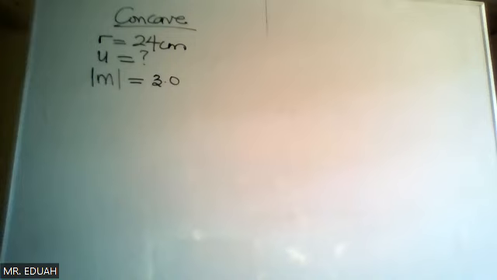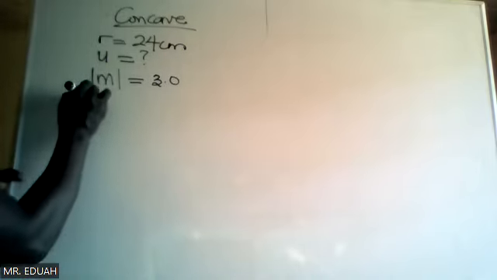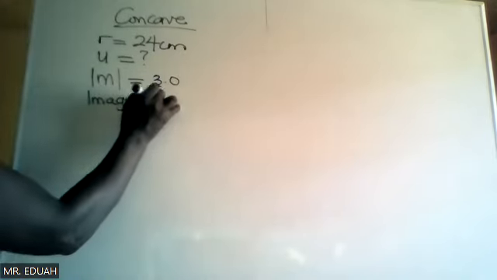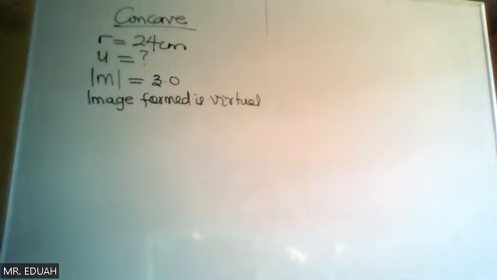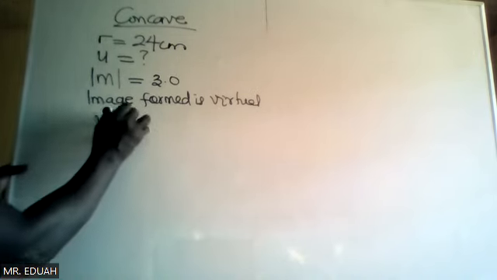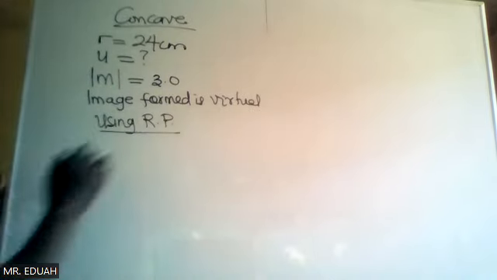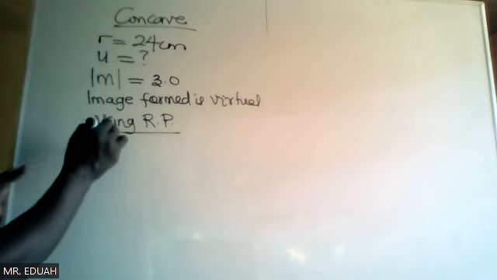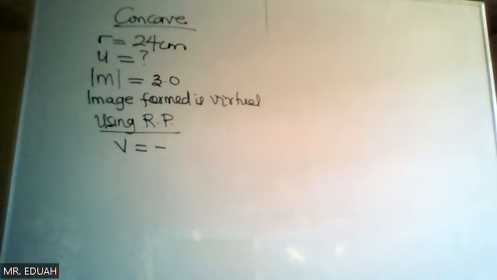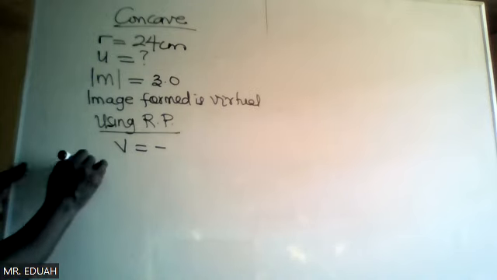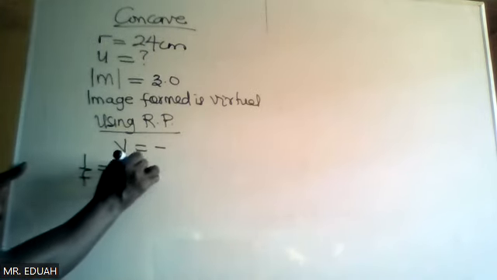We are told that the image formed is virtual and 3 times the size of the object. So the information given to us is that the image formed is virtual. Very, very important. So if the image formed is virtual, then using the real is positive convention, it means that V must be negative. So using 1 on F is equal to 1 on U plus 1 on V.